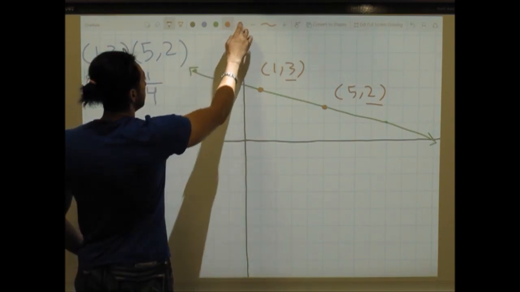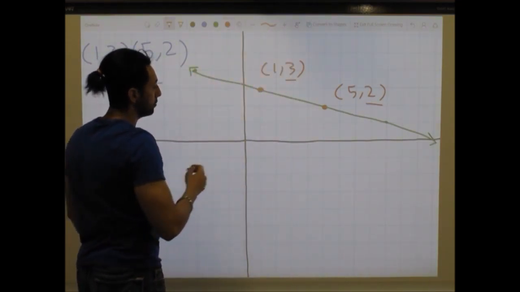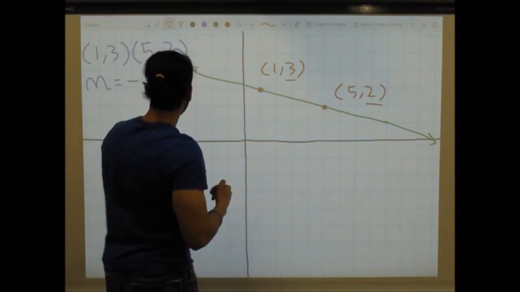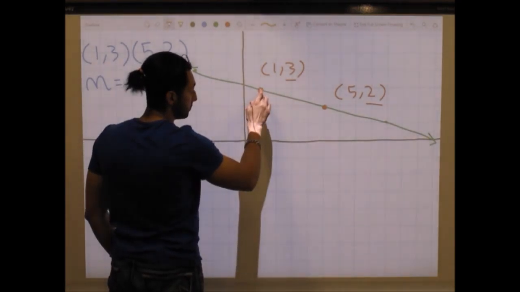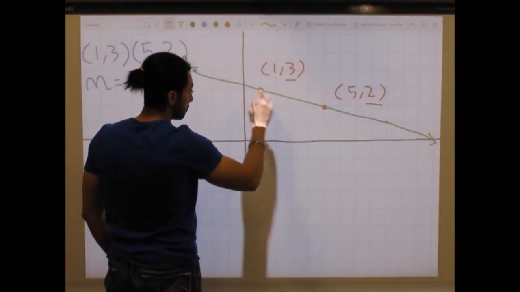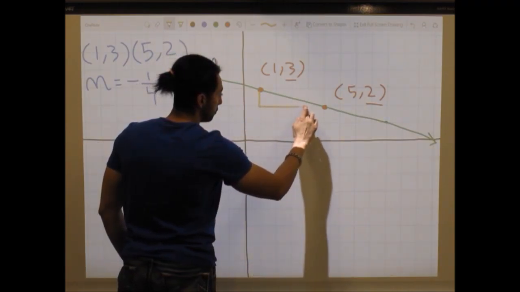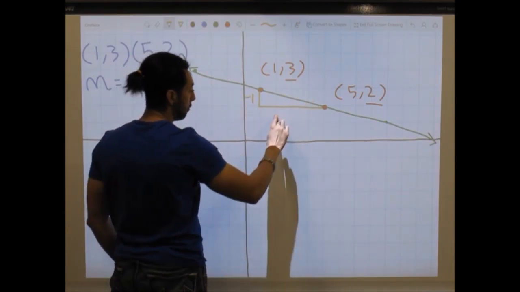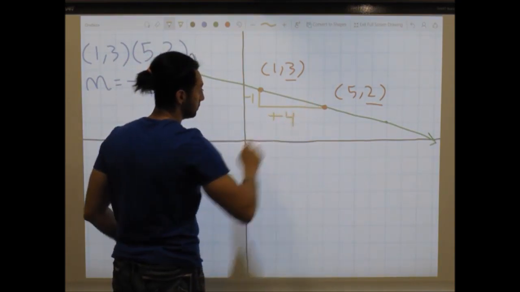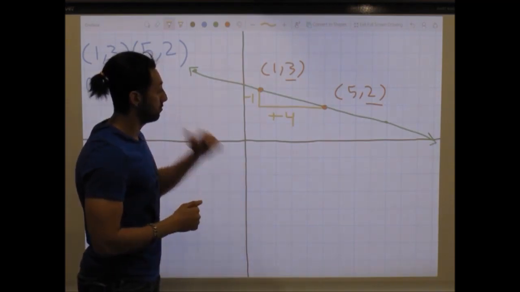Applying the rise over run, this time since my slope is negative, I would have to go down 1 to get from this point to this one. So down 1, over 1, 2, 3, 4. So here I went down negative 1, and here I went over positive 4. Hence that would be my slope, negative 1/4.